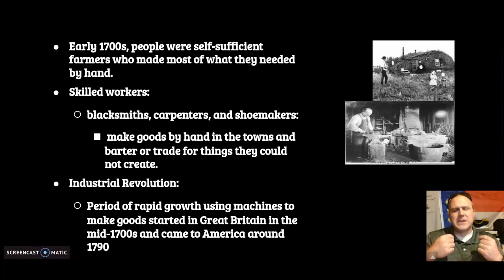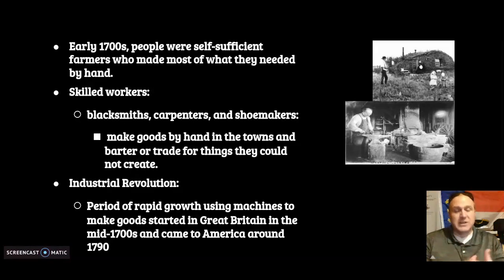And in the mid 1700s, something really started to change, especially over in Great Britain, the England area. It's what we call the Industrial Revolution. We've had lots of revolutions. We had the agricultural revolution where people learned how to farm. We will have multiple industrial revolutions.